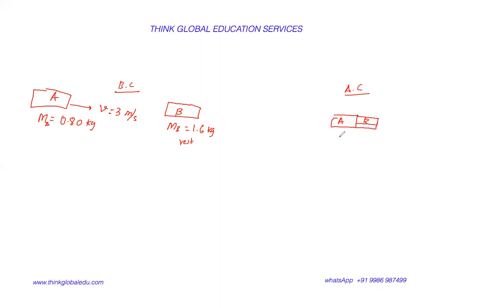Now, the combined mass of the trolleys, MA plus MB, is equal to 1.6 plus 0.8. This is the combined mass of the trolleys. Now, they both have a common velocity, which is 1.0 meters per second. Now here, we want to show that the momentum is conserved.